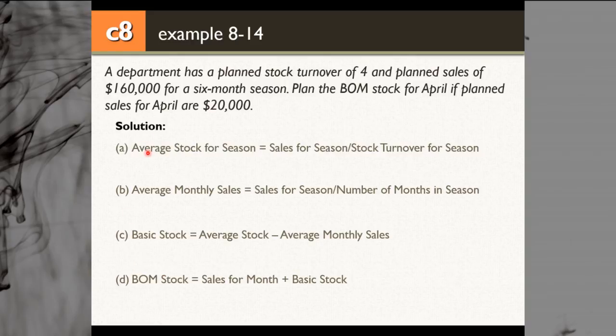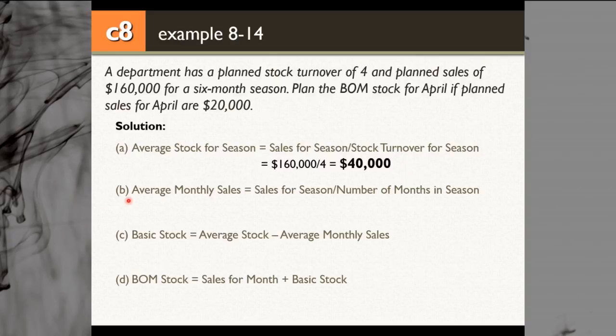First, average stock for the season is your sales for the season divided by stock turnover. In this case, where is your sales for the season? Planned sales are 160,000, and your stock turnover is 4. So 160,000 divided by 4 is 40,000. So you want to have this average stock for each month.